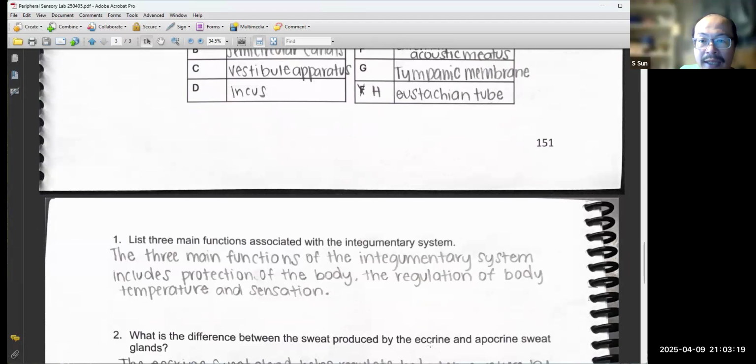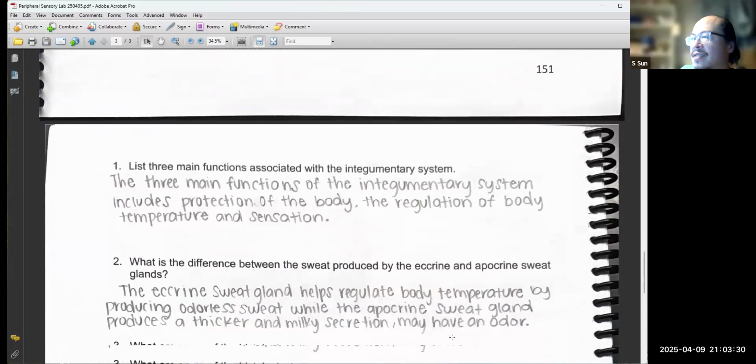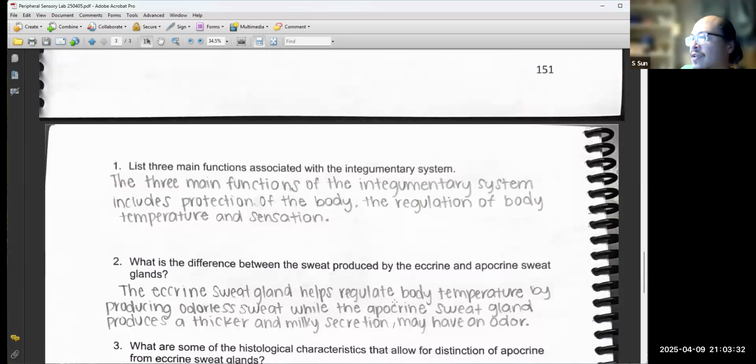What is the difference between sweat gland produced by eccrine and apocrine? Eccrine is more light, the sweat is lighter. Apocrine is more condensed. So we call this one hypotonic, more light. So eccrine sweat glands help regulate body temperature by producing odorless sweat. It doesn't have too much of the contents in the sweat. While apocrine sweat glands produce a thicker, milky secretion that may have an odor, because it has some more stuff in that sweat.